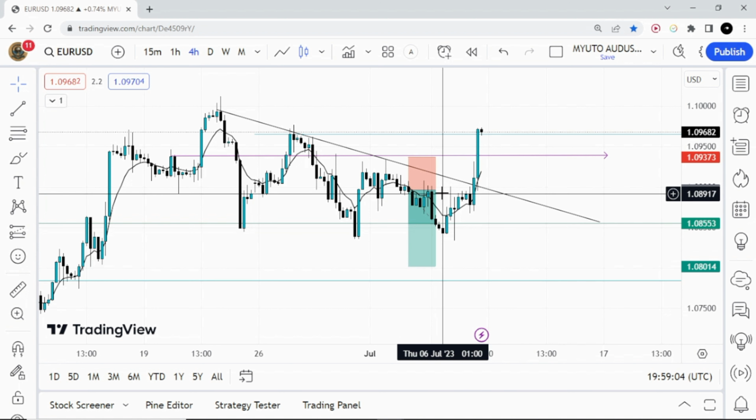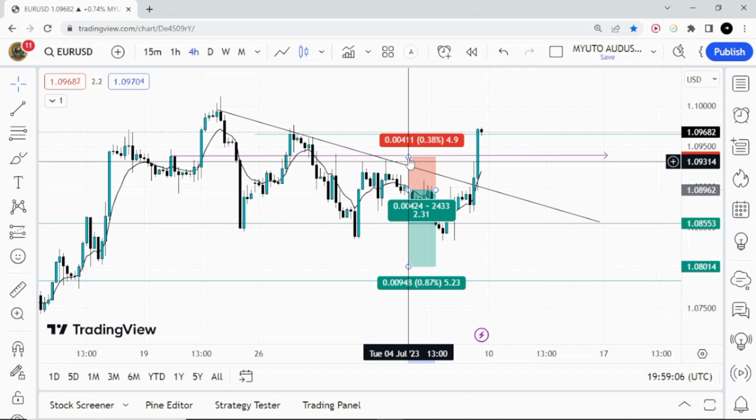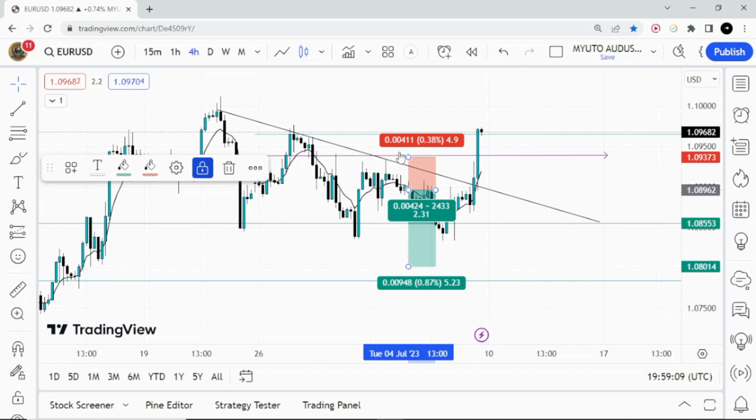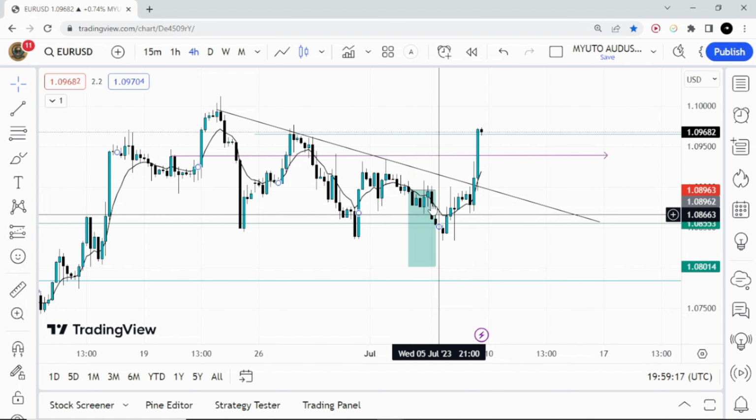So I put my stop loss at break even. I just forgot to move the stop loss. So I put the stop loss at break even, and I was taken out of the trade.